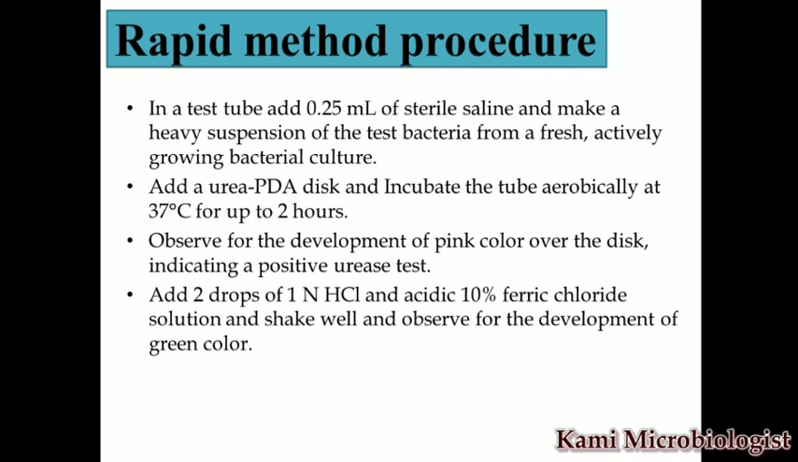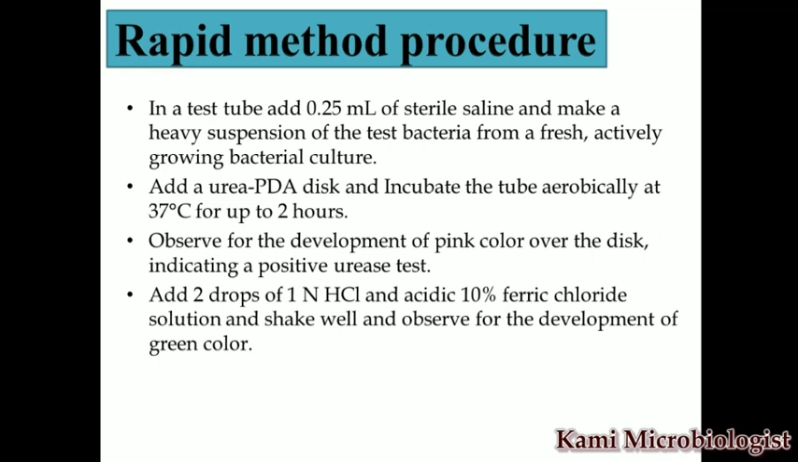Repeat method. The repeat method is just like that. You just take a test tube, and then you will add 25 microliter or 0.2 ml or 0.25 ml of normal saline, and make a heavy suspension of the test bacteria. And then what will you do? You will place, or we can say add, a urea PDA disc over this suspension.